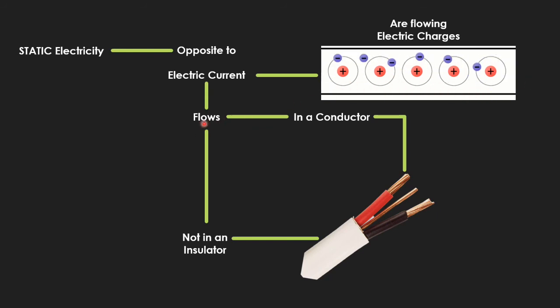An electric current flows in a conductor. In the case of insulated wires, the copper wire inside the insulated wires is called a conductor, while the electric current will not flow in an insulator. In the case of rubber that is wrapped around the conductor, which is the copper wire, that is called an insulator. They can all be found in an electrical circuit.